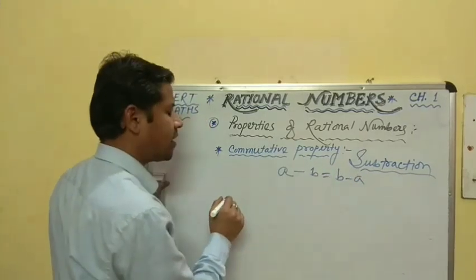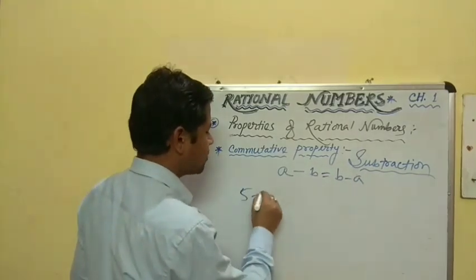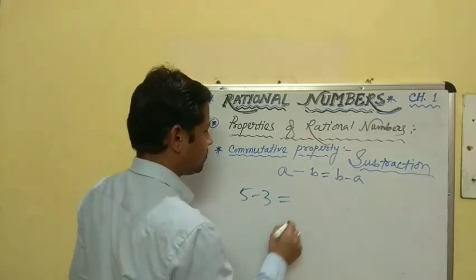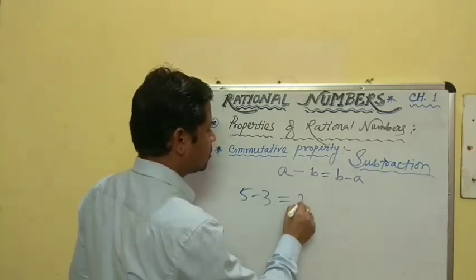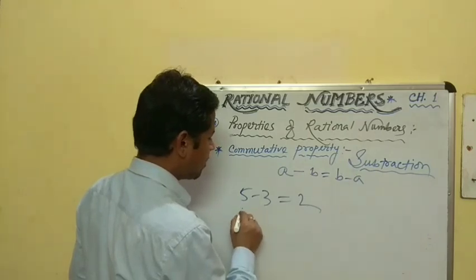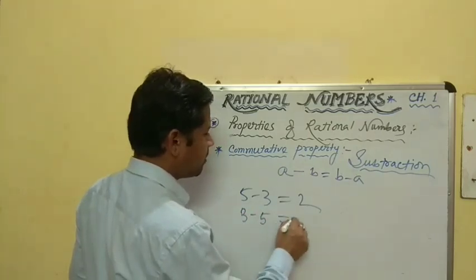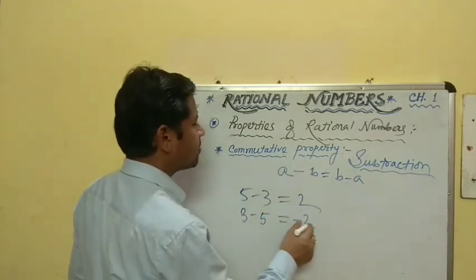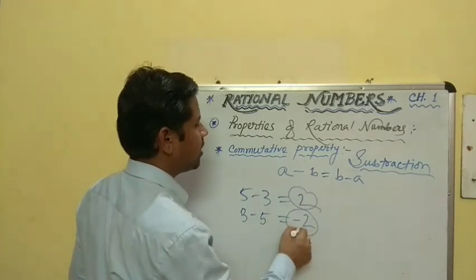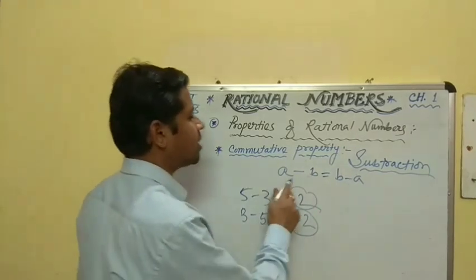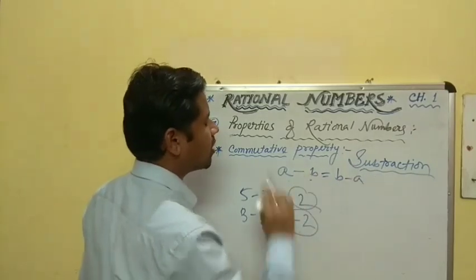Let's check by giving an example. 5 minus 3 equals 2. But if we change this order, 3 minus 5, will it be equal? No. It is giving minus 2. One is 2 and the other is minus 2. That means a minus b and b minus a are not equal.